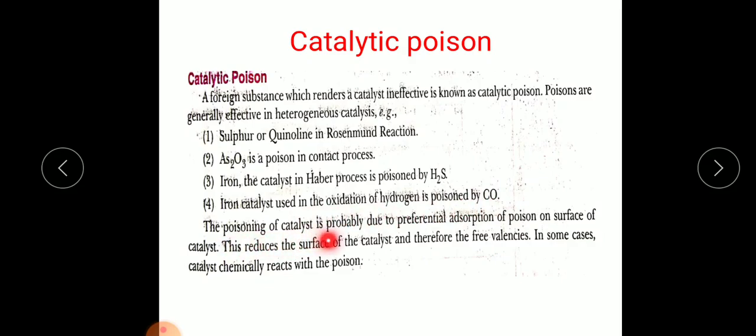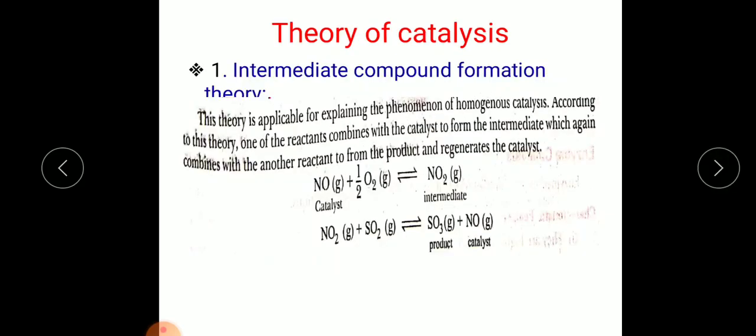The poisoning of a catalyst is probably due to preferential adsorption of the poison on the surface of the catalyst. This reduces the surface of the catalyst and therefore the free valences. In some cases, the catalyst chemically reacts with the poison.